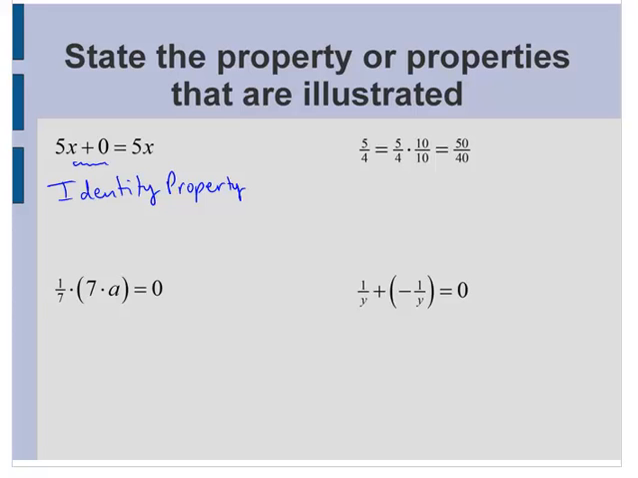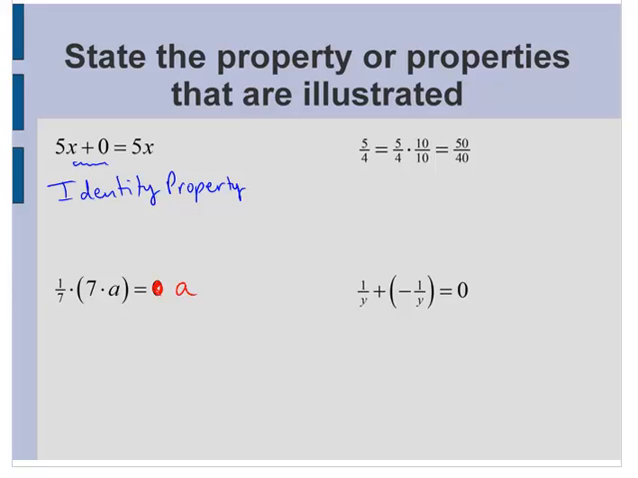And actually, this next example, 1/7 times the quantity 7a equals 0, is incorrect. That 0 should, in fact, be an a. So now let's look at it in its correct form. What properties are used here to show that 1/7 times 7a is the same as a? Well, actually, there's two properties I can think of.